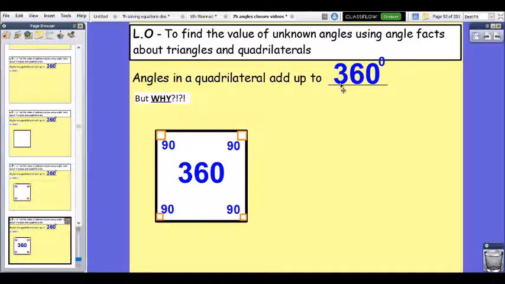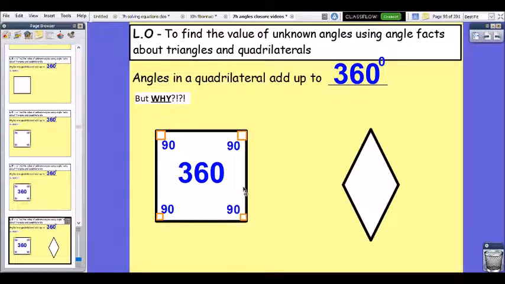Another way we know that angles in a quadrilateral add up to 360 degrees. That's just a square, but I'm going to show you why it's true for any shape as well. Let's say we've got a quadrilateral like this, any quadrilateral, no matter how you draw it, you can draw a line from one diagonal to another, and then you will be able to turn that into two triangles. Do we see how any quadrilateral is just two triangles stuck together?